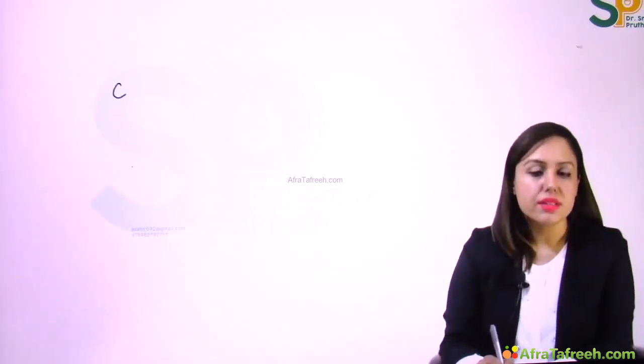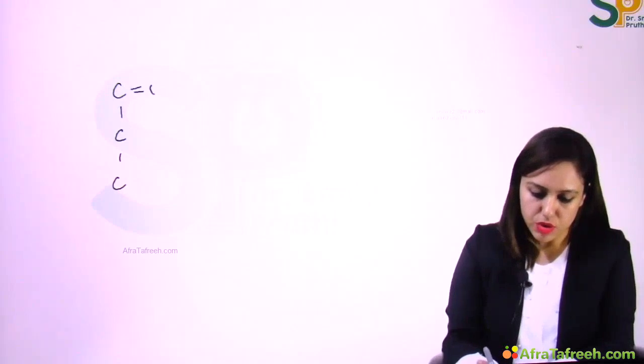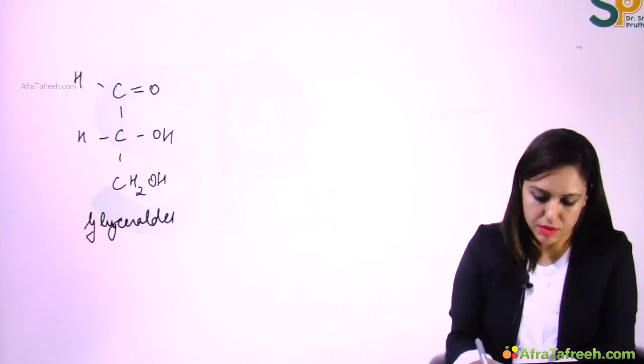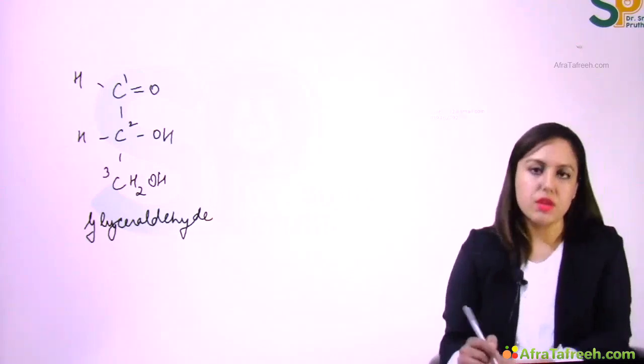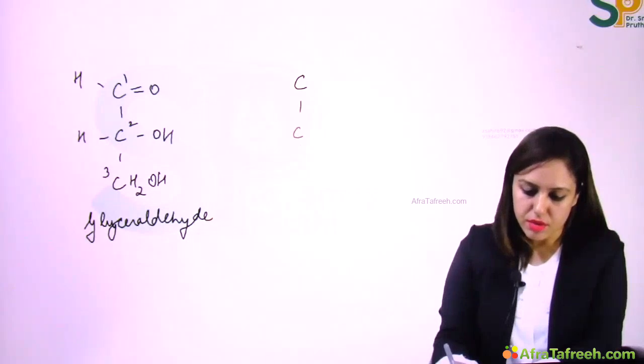Now let's see the number of asymmetric carbons in some important monosaccharides. So first look at glyceraldehyde and dihydroxyacetone. You know the structure of glyceraldehyde is this. There is an aldehyde group at C1. This is glyceraldehyde, C1, 2 and 3. I've already told you how to make the structure. And dihydroxyacetone is this.